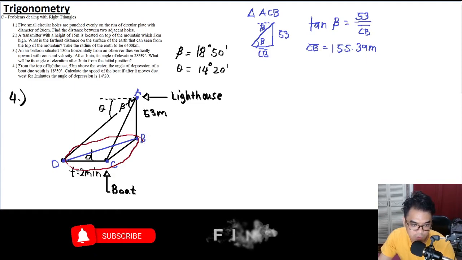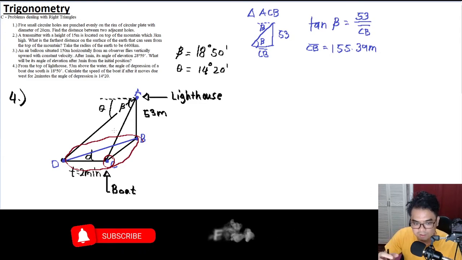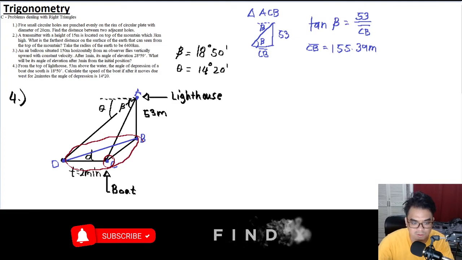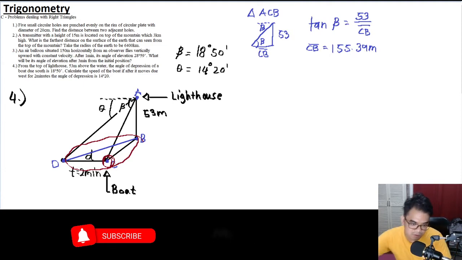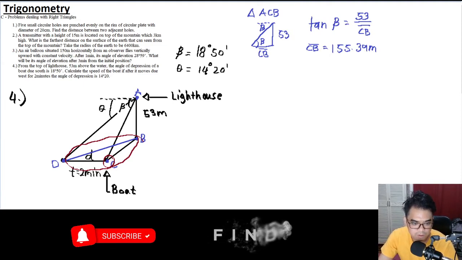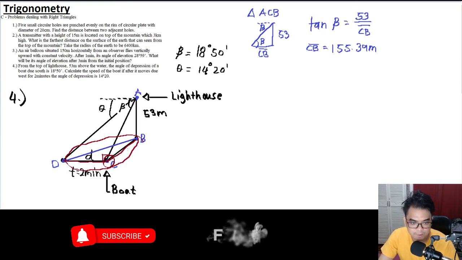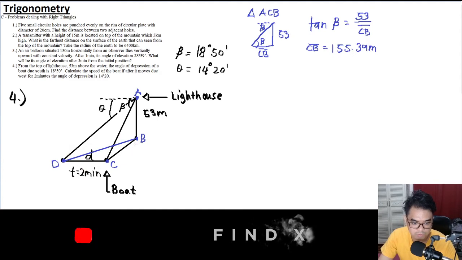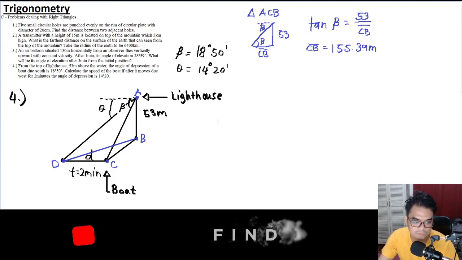Because as you can see, A is the lighthouse, and this one is directly south of the lighthouse. Therefore, that is a straight line. But for the purpose of the drawing, because it is 3D, you cannot put it directly south on the drawing, but it is a straight line. Therefore this is a right angle, if you imagine it. So we already have the value for CB. I think we can compute for the DB.